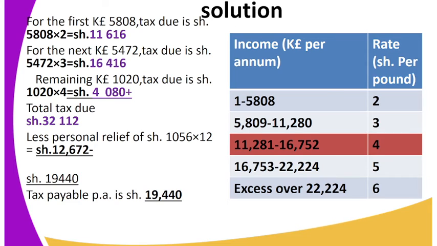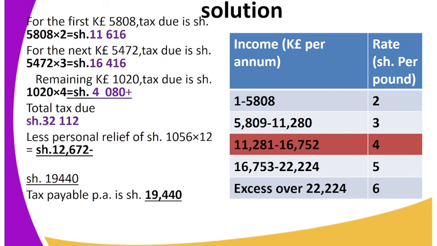So from all these you subtract the personal relief. 32,112 minus 12,672. You get 19,440. So, in summary, if you are told to calculate the tax, you first do what? You look at the table, you see where the tax bracket lies, and then you multiply each bracket by the rate, and then you subtract personal relief.